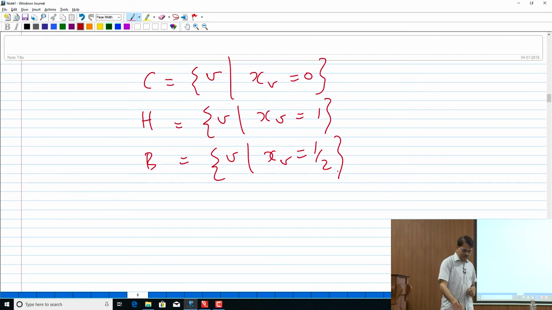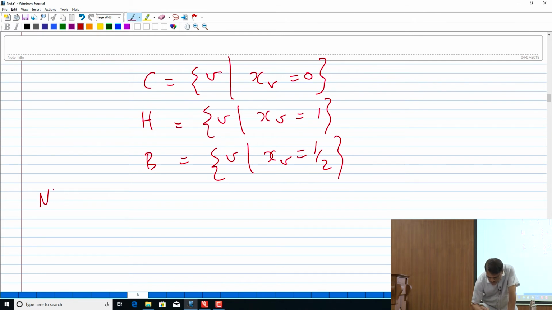C doesn't see any vertex of B. Why? Because if they see, you look at that edge, this is 0, that is half, but that's not possible, that has to be at least 1. So C doesn't see anything of B. Okay? The third property is that there is a matching that saturates H between C and H. So I'll leave that as an exercise maybe.